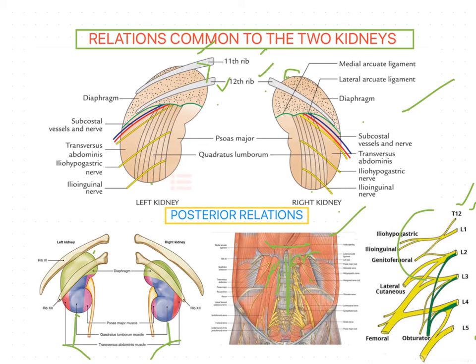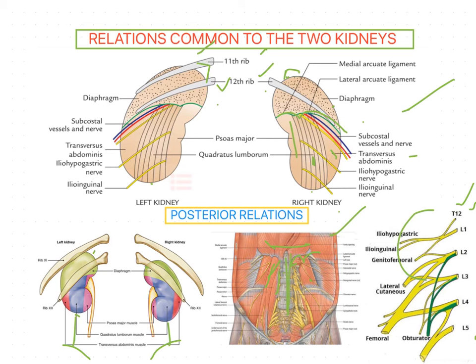It is related to the diaphragm on the superior aspect, and also the medial arcuate ligament and lateral arcuate ligament. The structures I already explained in the posterior abdominal wall, we can see here. On the medial aspect is psoas major, next is the quadratus lumborum, and next is the transverse abdominis muscle. These are the three muscles related here, and the same muscles are related on the left side also.